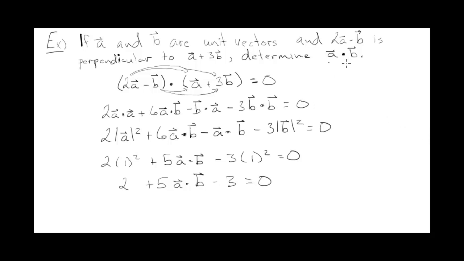Remember that we're looking for A dot B. Well, that's the only unknown in this equation, so I'll just solve for A dot B. So 5A dot B, rearrange. This would be 3 minus 2 on the other side, so that would be 1. So A dot B is equal to, if I divide by 5, 1 over 5. So that's the value of A dot B in this example.